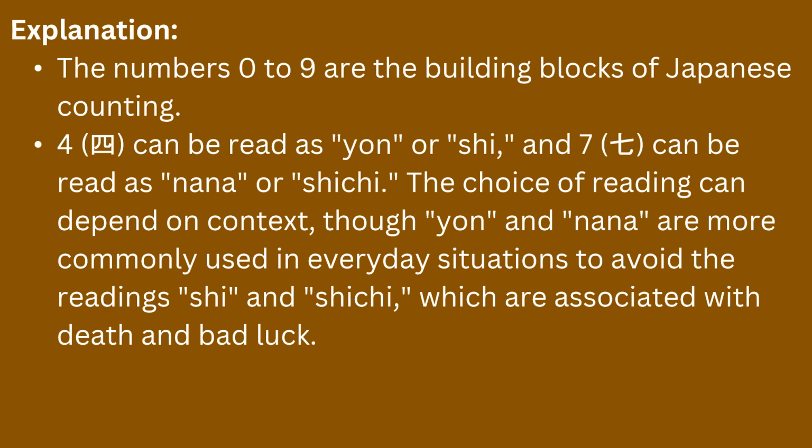4 can be read as yon or shi, and 7 can be read as nana or shichi. The choice of reading can depend on context, though yon and nana are more commonly used in everyday situations to avoid the readings shi and shichi, which are associated with death and bad luck.